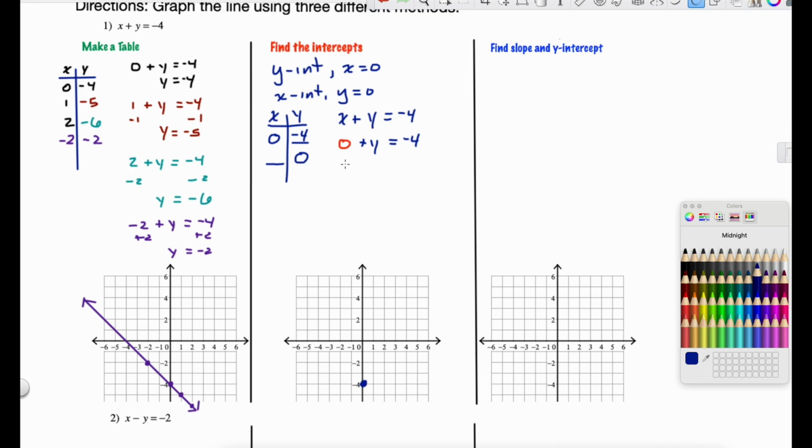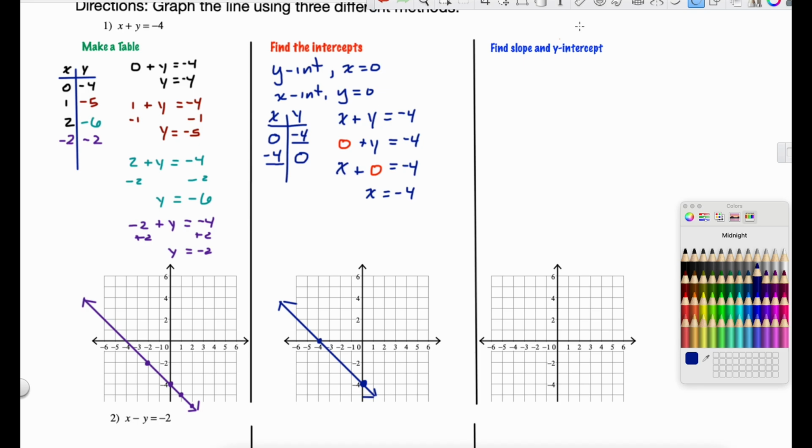Now let's put in 0 for y. Well, this means that x equals -4. So -4 on the x right there. And now we have 2 points. We have our intercepts. We can graph the line. Notice it's the same exact graph as we did for the first one. It better be. It's the same equation.